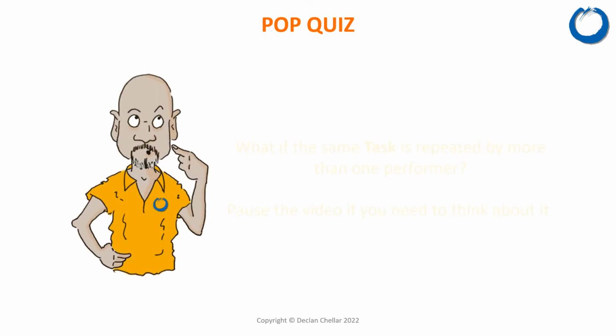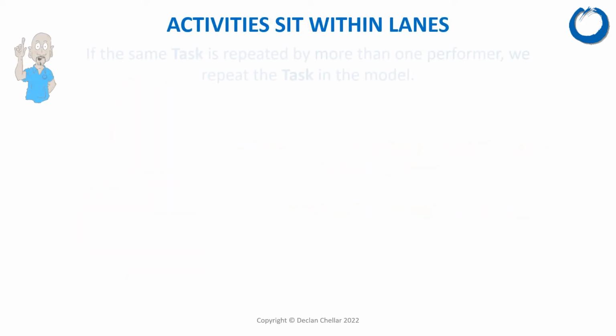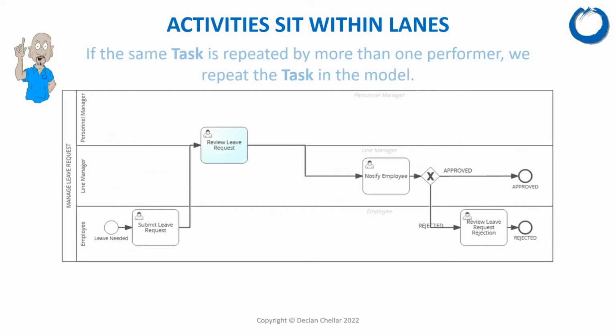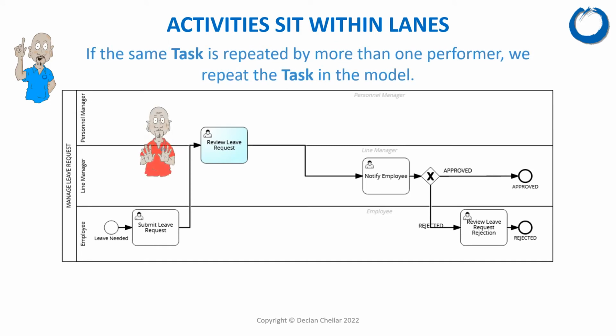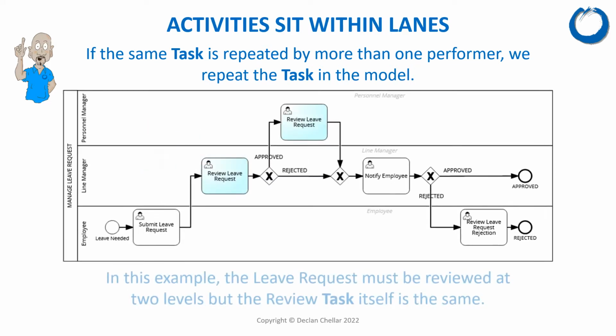What if the same task is repeated by more than one performer? Pause the video if you need to think about it. If the same task is repeated by more than one performer, we repeat the task in the model. In this example, the leave request must be reviewed at 2 levels, but the review task itself is the same.